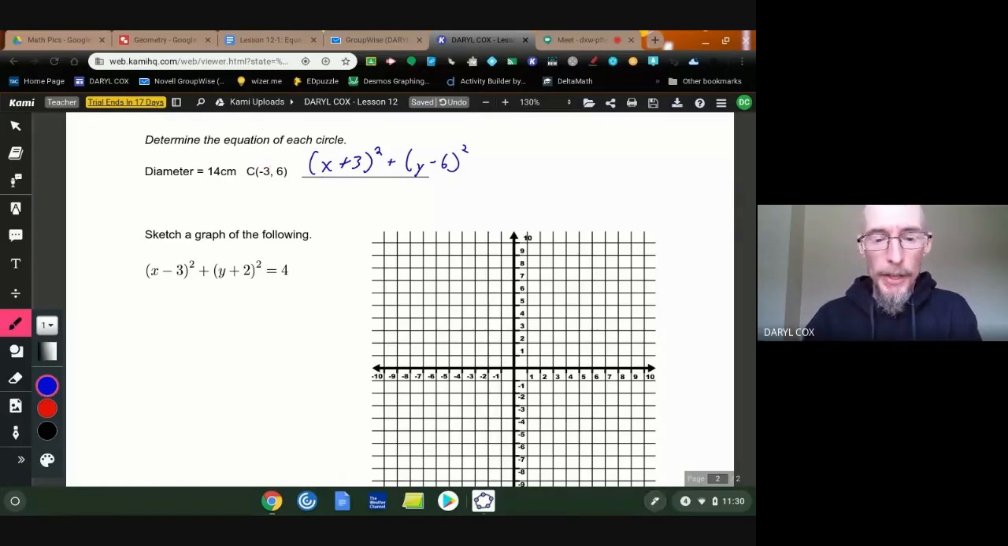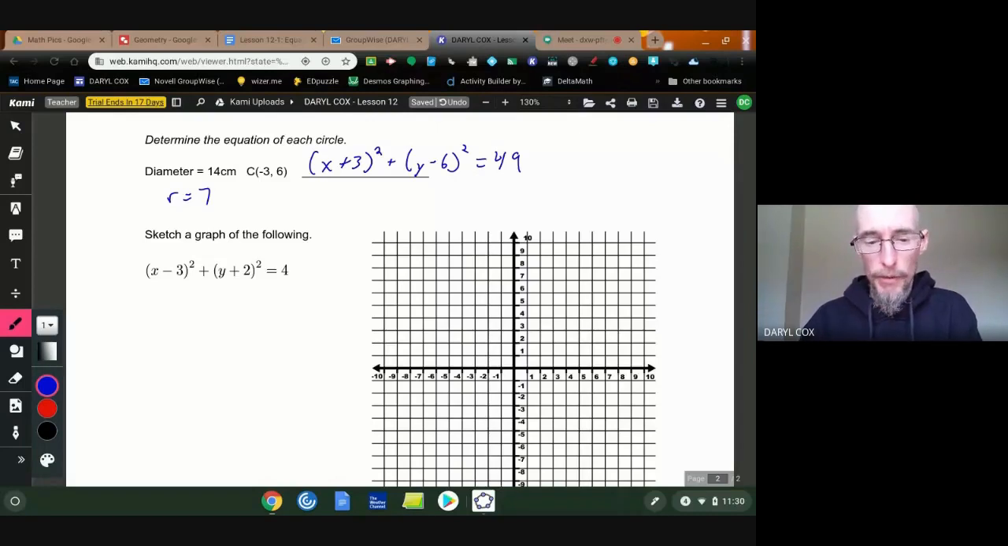Now I need to get my radius. Be careful. Your radius is not 14. Your radius is 7, okay? But again, be careful. You don't want to say 7, you want 7 squared, which is 49. And there's my equation.